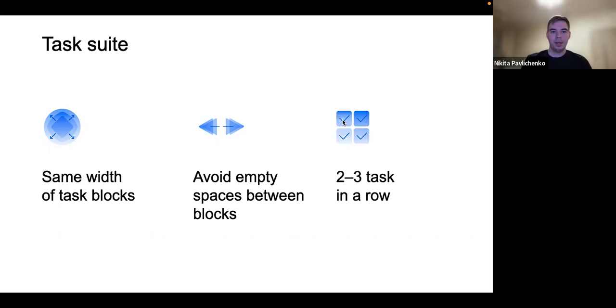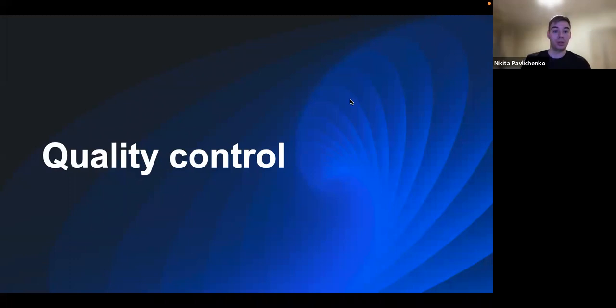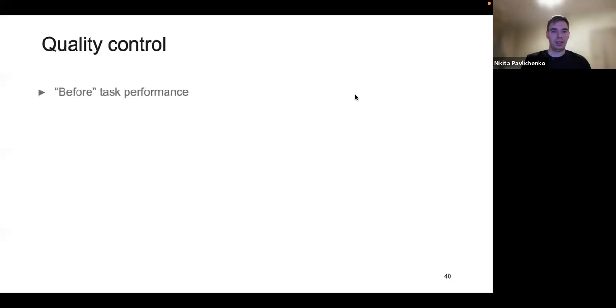Okay, let's now move on to one of the most important parts of crowdsourcing. It's called quality control. You need to control the quality because, as I said, people try to earn as much money as possible in as little time as possible. So they tend to spam, they tend to lose concentration, and you need to control these situations. So there are usually three types of quality control. Before task performance, when you select the performers based on some, for example, static features like gender, origin, language, etc.